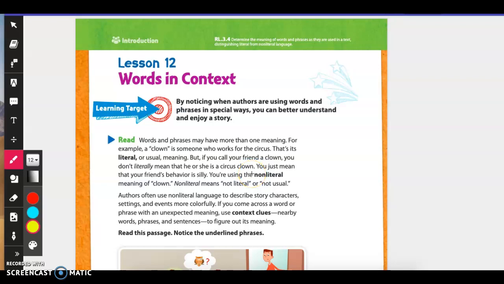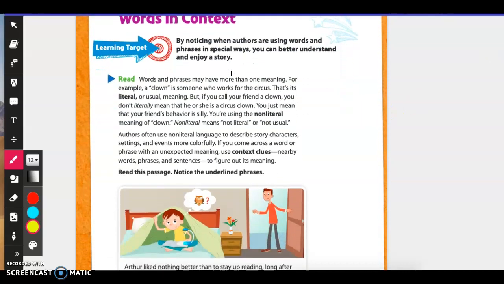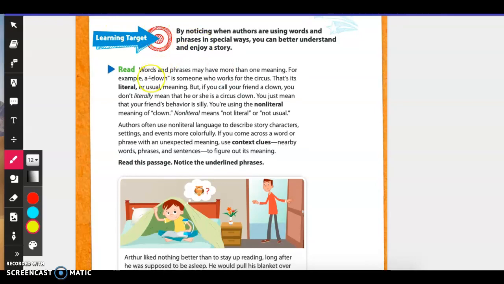Good morning. Today is Tuesday, April 21st, and this begins lesson 12 this week. This week we're going to be focusing through this lesson on words in context, which we're really going to highlight literal and non-literal language. Now, we have discussed this in class before, and we did some activities to go along with it, but just for a review, I'm going to quickly go over the meaning of literal and non-literal language.